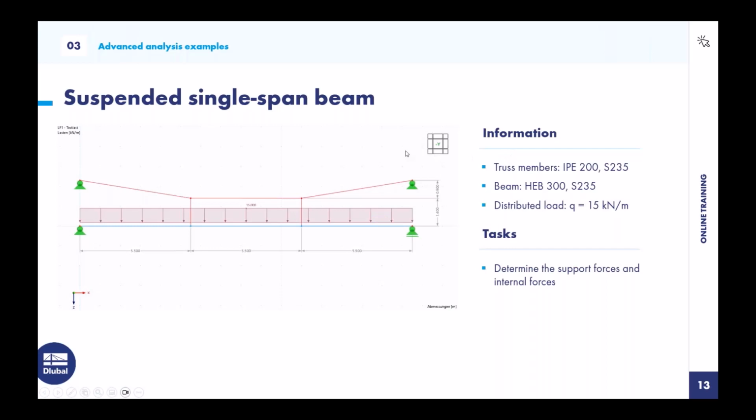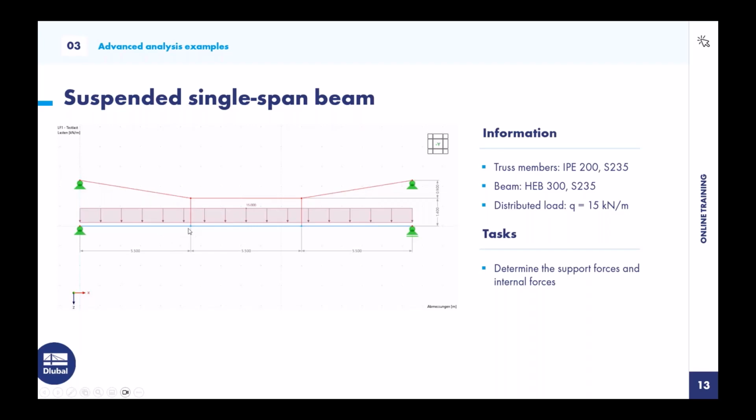I've prepared some additional ones for you. The next one would be this suspended single span beam. So we see a blue bending beam here in the lower end of this example. The total length of it is 16.5 meters. And it is suspended in its thirds.